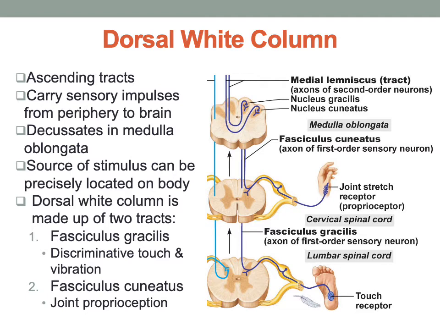The dorsal white column is made up of 2 tracts: the fasciculus gracilis, which is able to carry discriminative touch and vibration, and the fasciculus cuneatus, which carries joint proprioception. This will be important when you're in clinic, and if a patient can precisely locate the source of their pain or discomfort, then you know that it is being carried in the fasciculus gracilis of the dorsal white column.